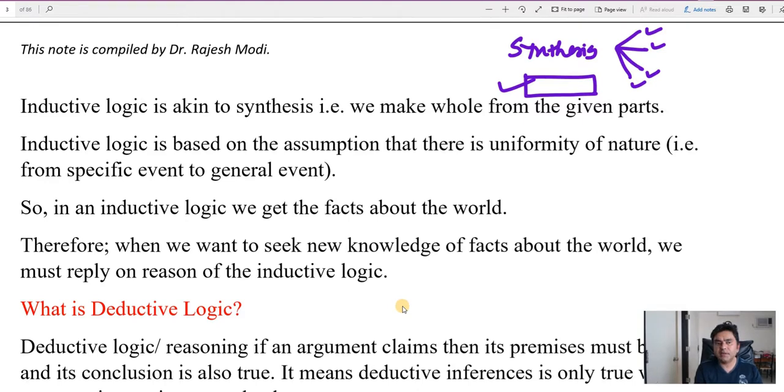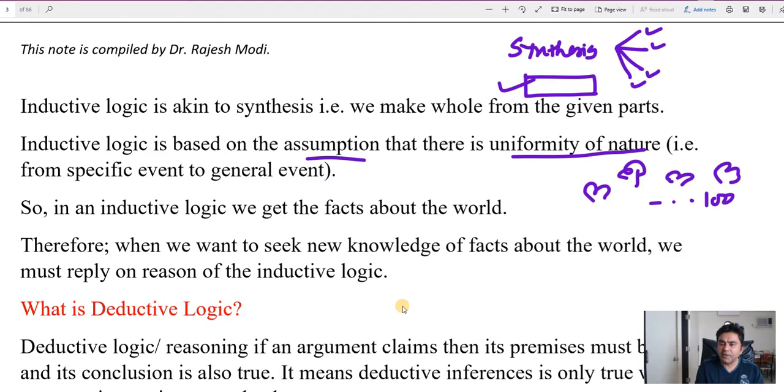Inductive logic is based on an assumption, that is, the uniformity of nature. It means when you see one tree, another tree, a third tree, a fourth tree, like 100 trees, then you believe that in nature all leaves are green. So in inductive logic we get the facts about the world. Therefore, when you want to develop new knowledge, it is necessary that you use inductive logic. So this is one method to come to a conclusion.